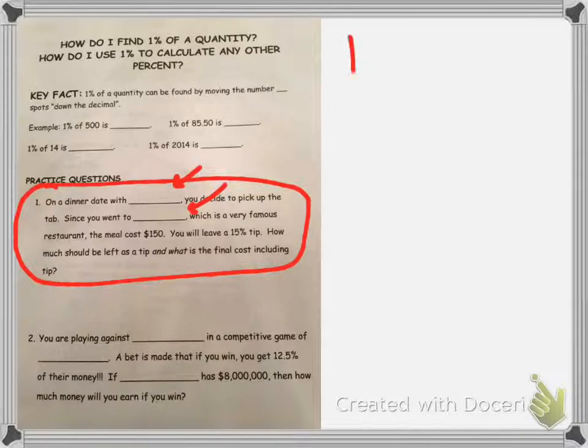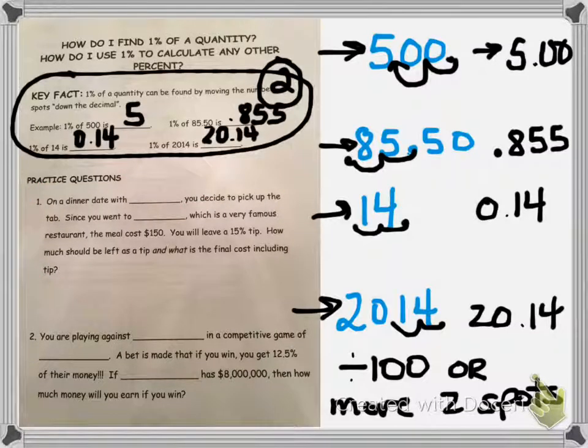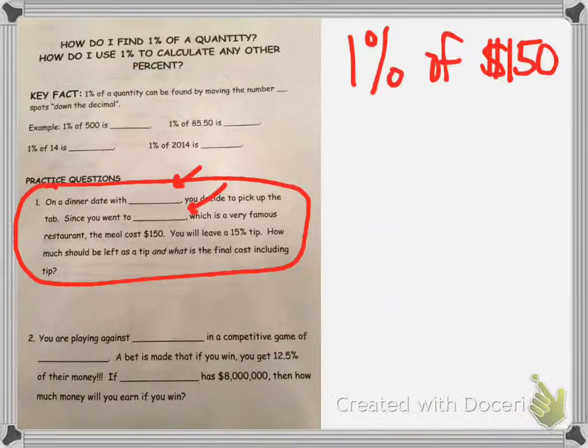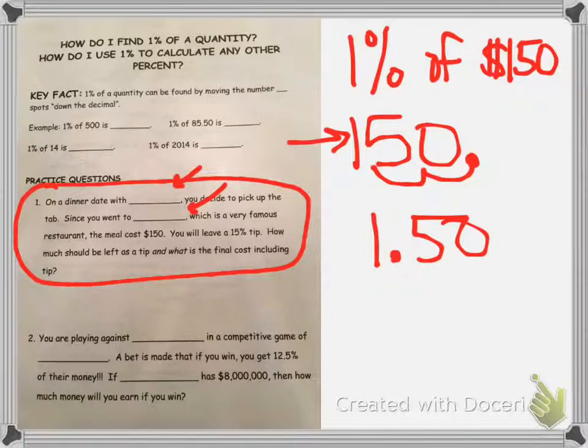So we're going to use our strategy from earlier. What is 1% of $150? Well, if we flash back to that last slide quick, you're going to need to move that 2 spots or divide by 100. So when we come back here, don't forget that 150 is a whole number, so that decimal is actually at the end. If we push it over 2 spots, we're going to find that 1% is actually just $1.50.